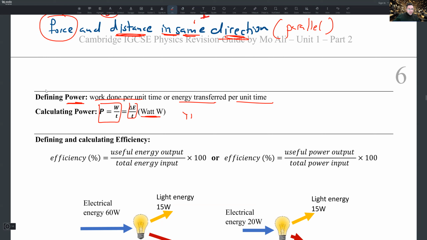Which means if I tell you you have a light bulb that's rated at 100 watts, it means it uses up 100 joules of electricity per second. Every 1 second it transfers 100 joules of electricity. That's power. So power increases the less time you take. If you take less time to perform an action, this means you have more power. If you take more time, that means you have less power. Good.